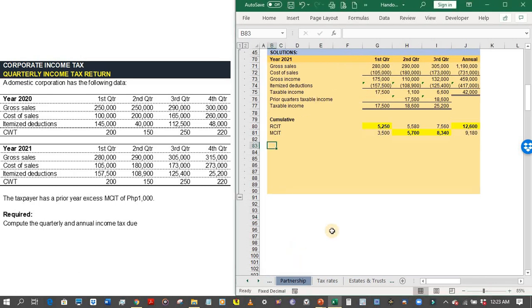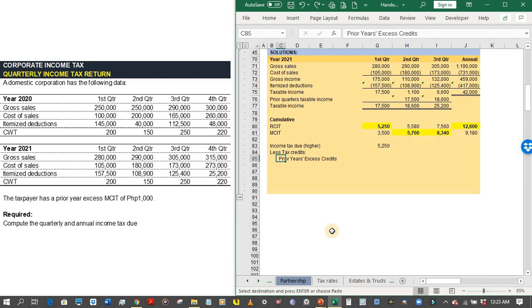So let us start with the first quarter. Again, the income tax due is the amount higher between the RCIT and MCIT during the period. So for the first quarter, the higher amount is RCIT, and that is 5,250 pesos. And this will be reduced by the available tax credit during the quarter. And let us start with the prior year's excess credits.